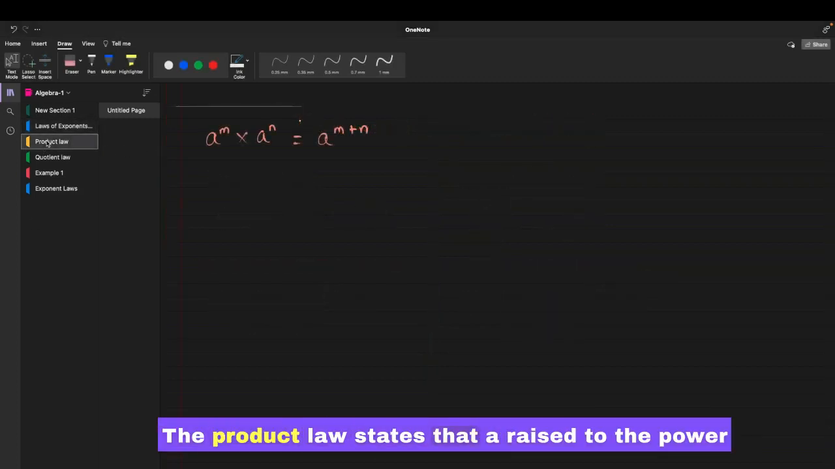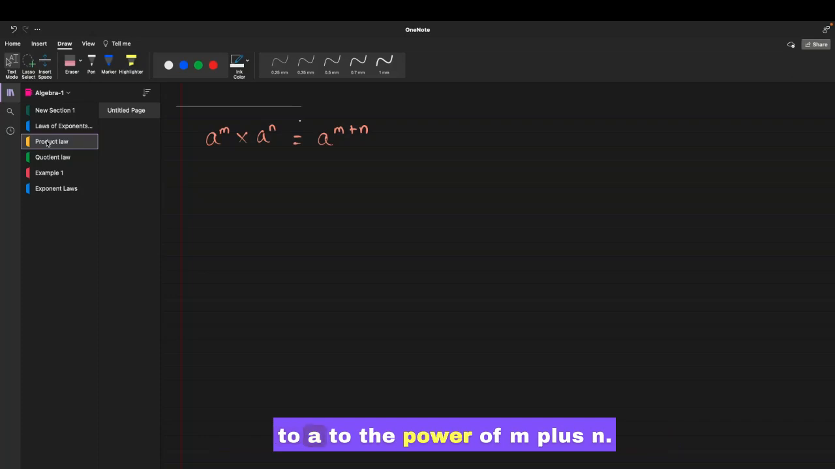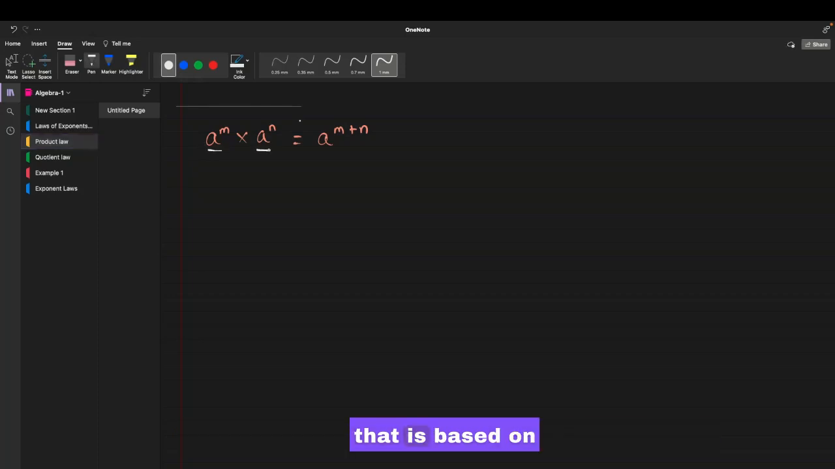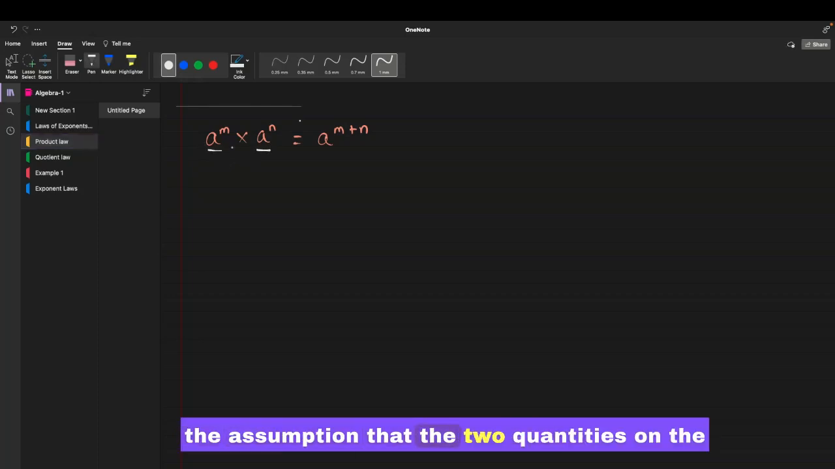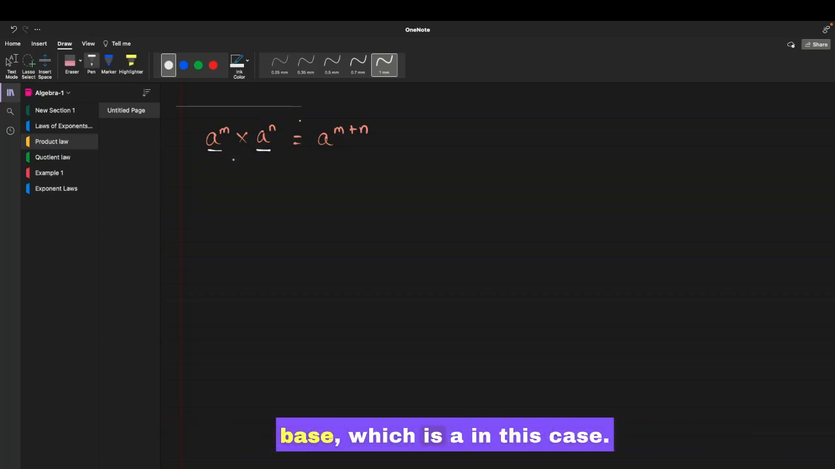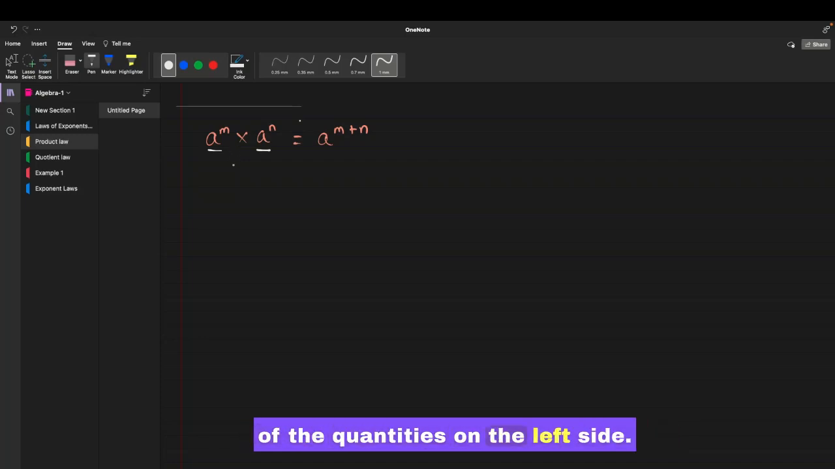The product law states that a raised to the power m times a raised to the power n is equal to a to the power of m plus n. Let us understand that. The reason we're doing that is based on the assumption that the two quantities on the left that we're multiplying together have the same base, which is a in this case. So a raised to the power m times a raised to the power n will be equal to a raised to the power m plus n. M and n are the exponents of each of the quantities on the left side.